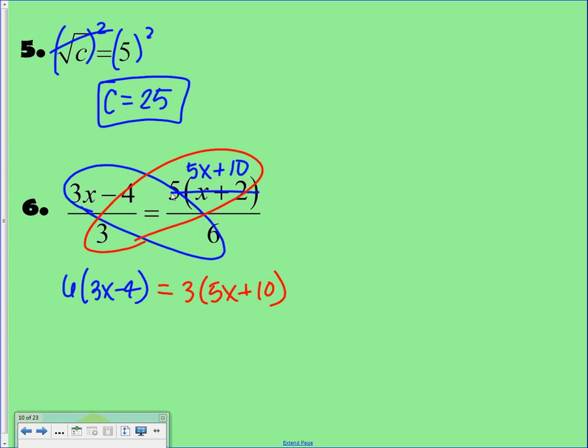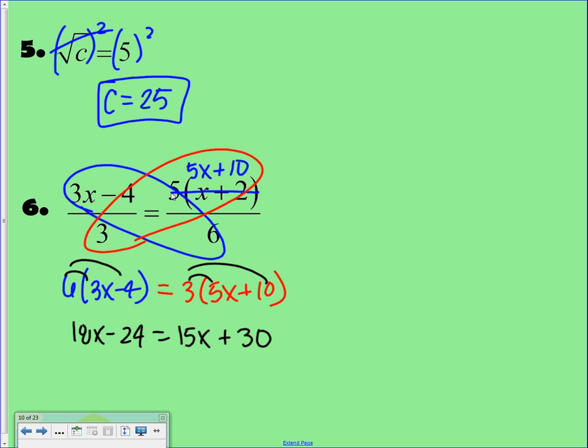I've seen a lot of students make that into a new fraction. That is not the case. It gets rid of the fractions and they're set equal to each other. Okay, so from here I would distribute. So I'm going to have 18x minus 24 equals, and I'm going to distribute again, 15x plus 30.